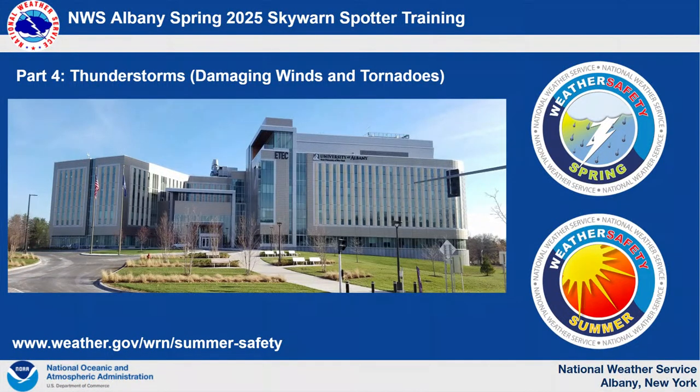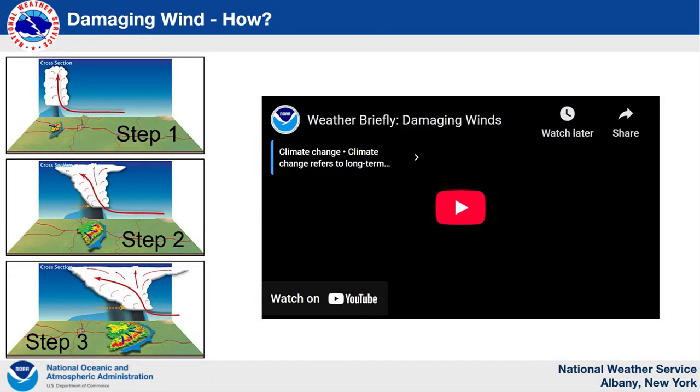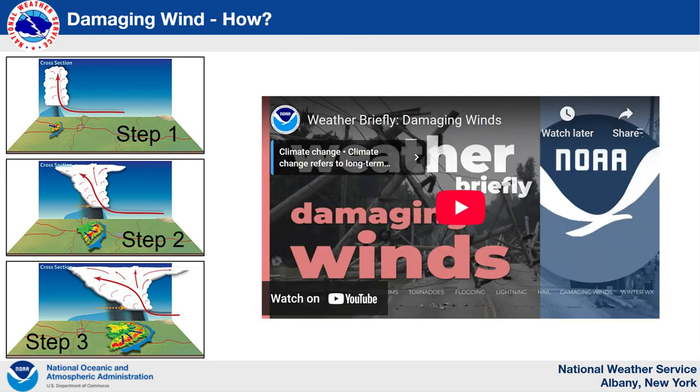Hello everyone, I'm lead meteorologist Thomas Wasula from the National Weather Service at Albany, and I'll be covering part 4 of the Spring SKYWARN session from the National Weather Service at Albany on thunderstorms in terms of damaging winds and tornadoes. Damaging winds. How do they occur and why do they occur?